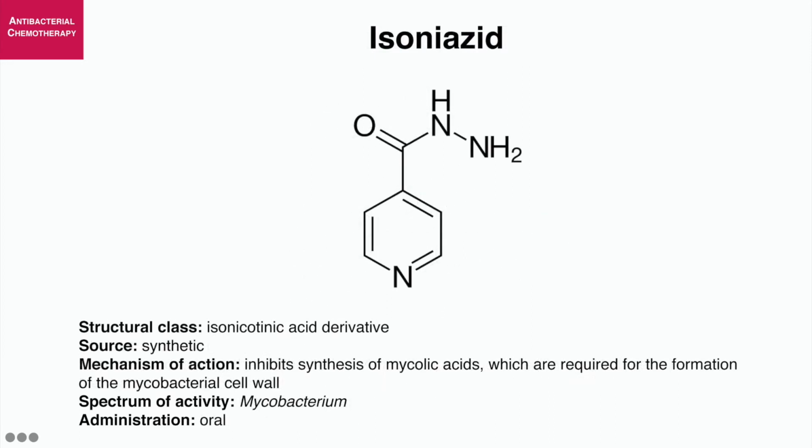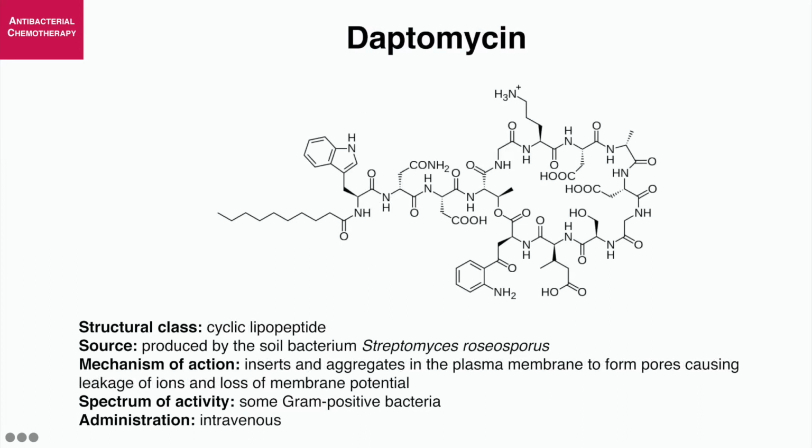Isoniazid is an inhibitor of cell wall biosynthesis in mycobacteria by specifically blocking the synthesis of the cell wall component mycolic acid. Daptomycin is a lipopeptide antibiotic that integrates into the bacterial membrane, which leads to the formation of pores. These pores then lead to the leakage of small ions in and out of the cell, which disrupts the membrane potential.